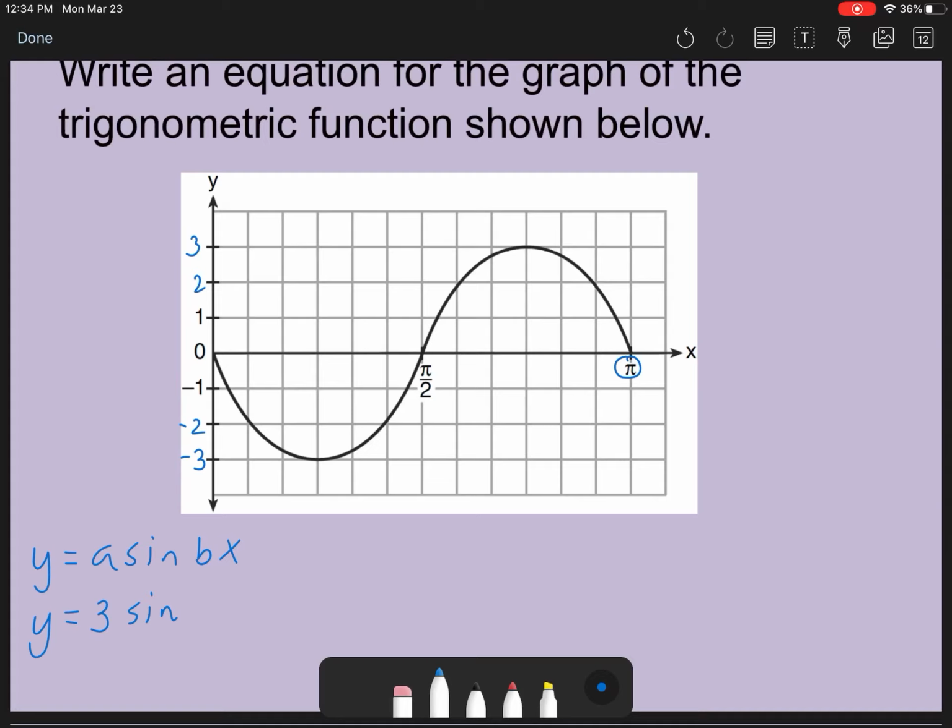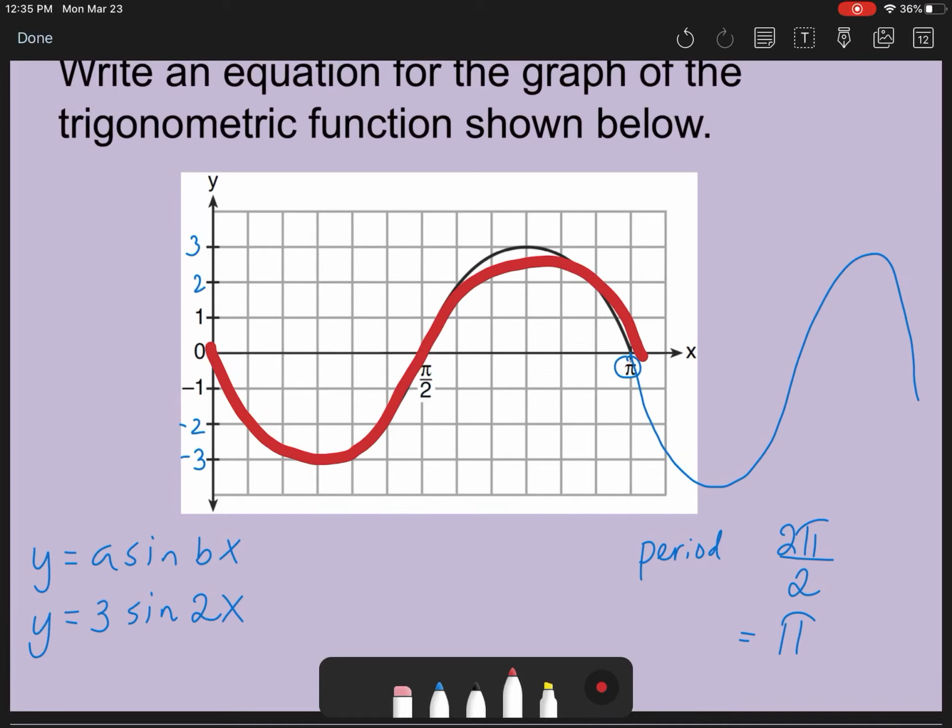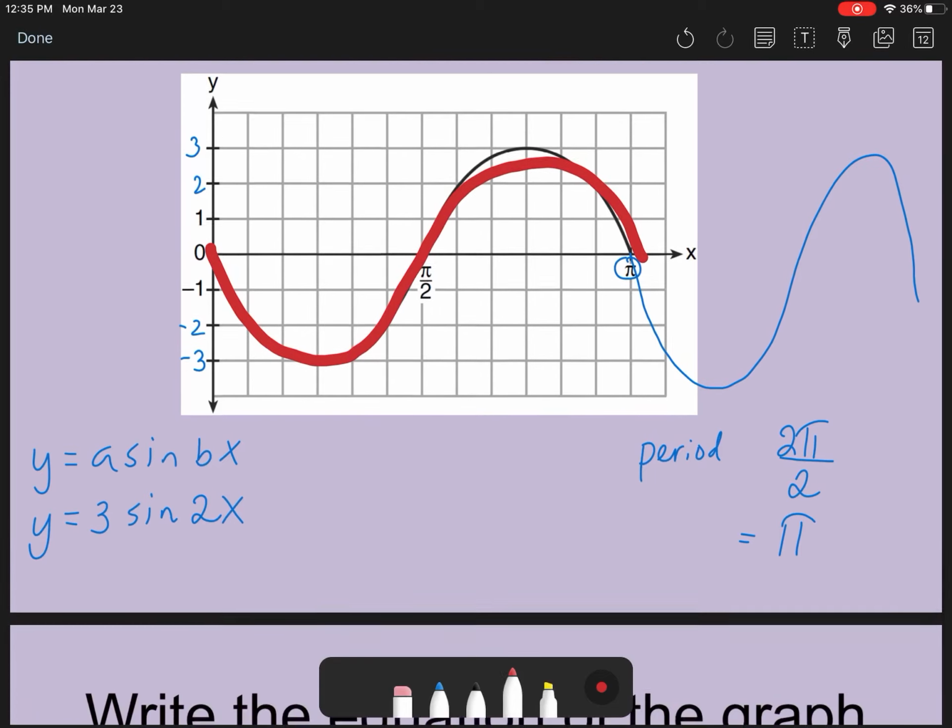Sine of bx. Now remember, this is pi here. Okay, so if we have one full sine curve going to pi, how many sine curves do you think we're going to have going to 2 pi? We're going to have one more. Okay, so the frequency then is 2x. So y equals 3 sine of 2x. Okay, and if we wanted to find the period, remember that would be 2 pi over 2, and the period is pi, which makes sense because we have one full sine curve going from 0 to pi.